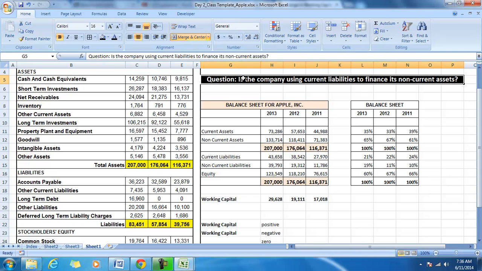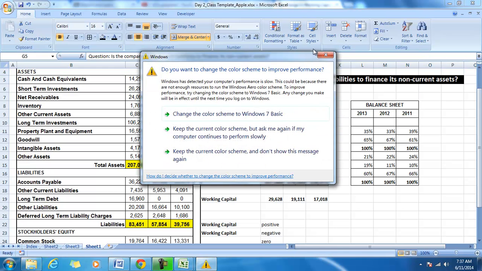So therefore, to summarize, working capital is a tool which can help us in answering this question, whether the company is using current liabilities to finance its non-current assets.